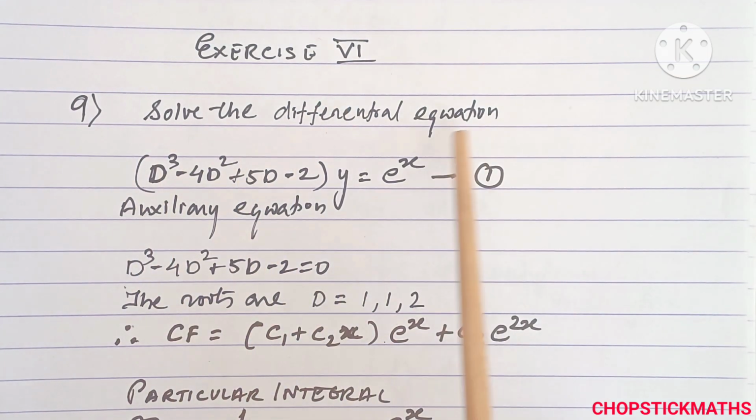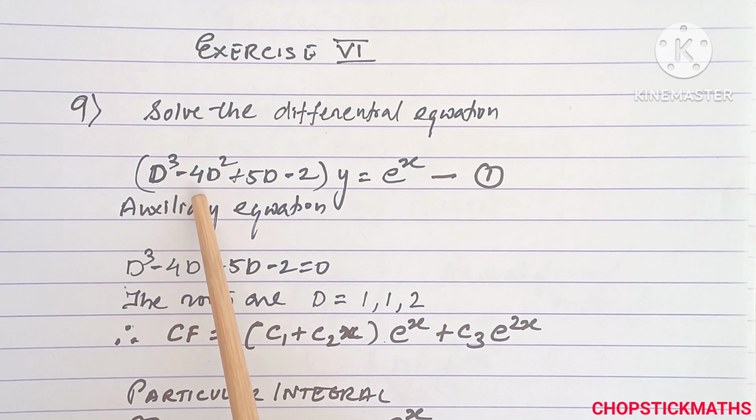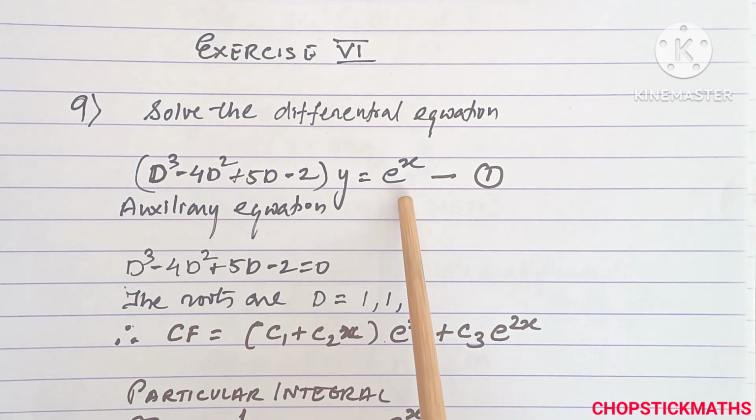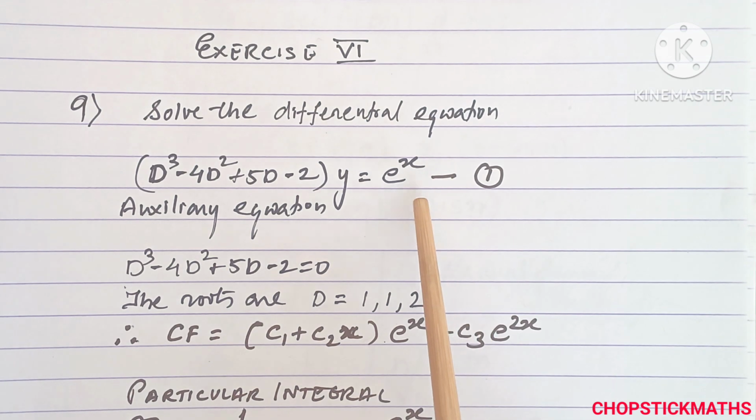Exercise 6, sum number 9. Solve the differential equation (D cube minus 4D square plus 5D minus 2) y is equal to e raised to x. Let's call it equation 1.